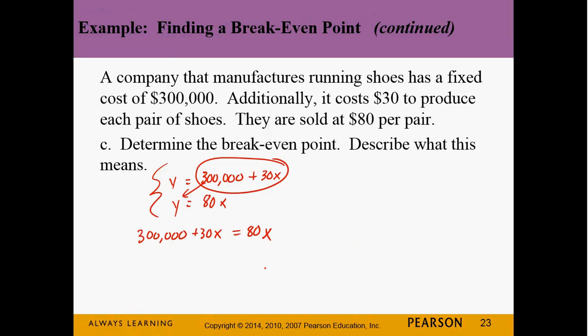And if we subtract 30x from both sides, we get 300,000 equals 50x. Divide by 50. x is 6,000 pairs of shoes.